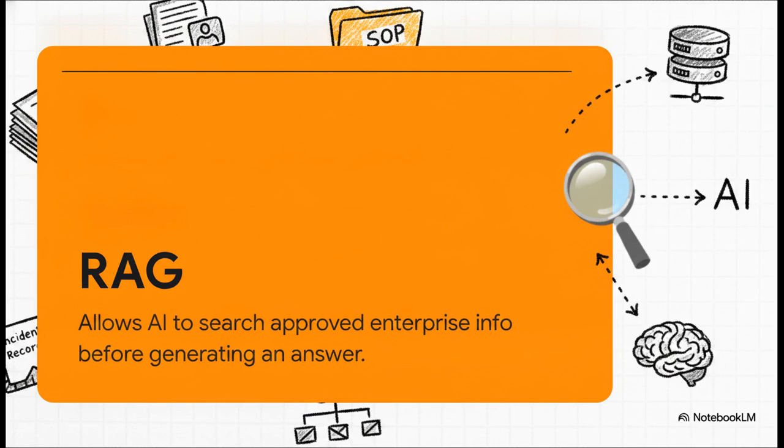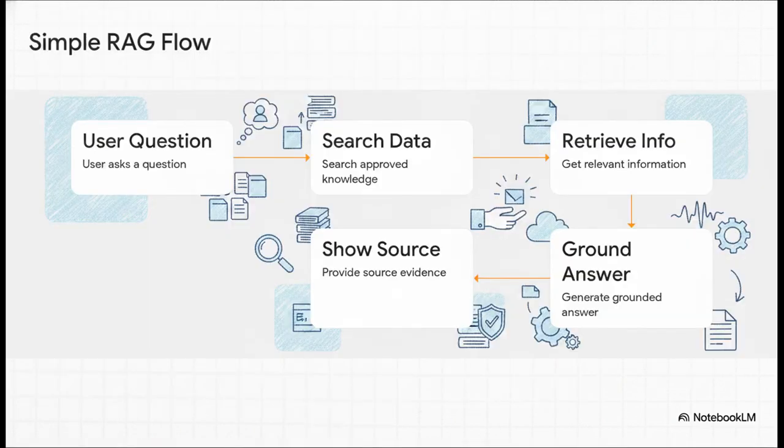This ensures the AI isn't just taking a wild guess. It's strictly anchored to your approved organizational knowledge. Imagine a program leader asks, "What are the open dependencies affecting the IAM rollout?" The RAG system doesn't make up a generic project management answer. It seamlessly steps through a very specific flow. First, it takes the user question. Next, it searches your approved knowledge bases, like risk registers and meeting notes. Then, it retrieves the relevant info and generates a grounded answer. But critically, in step 5, it shows its source.